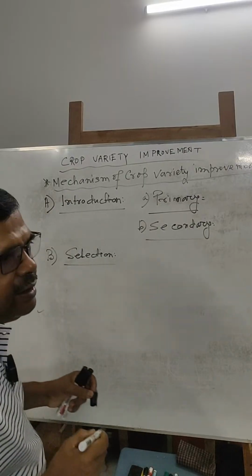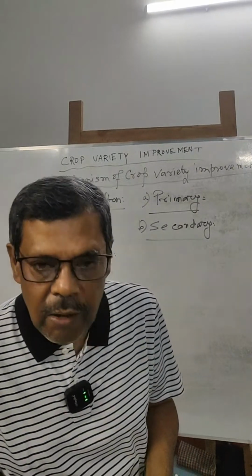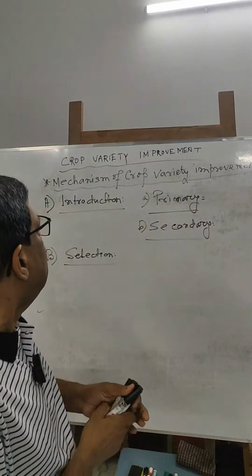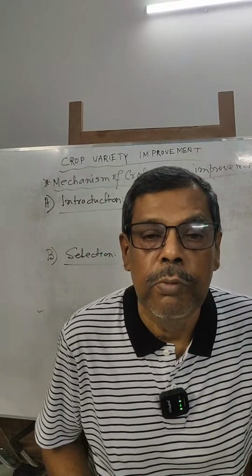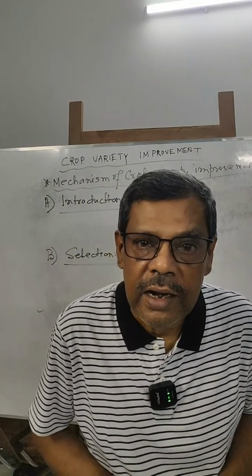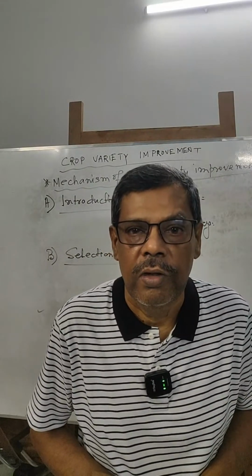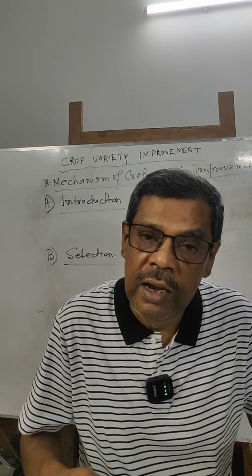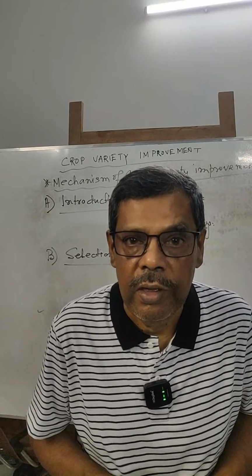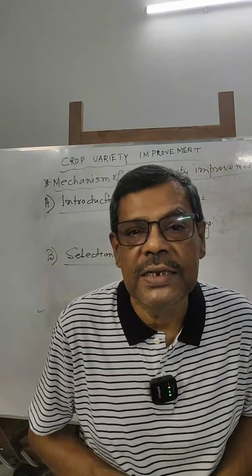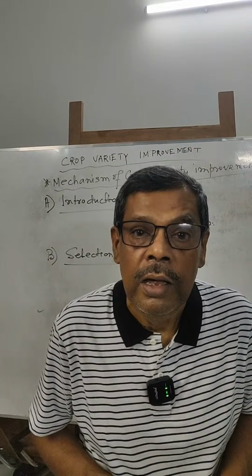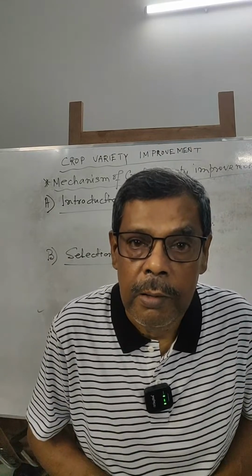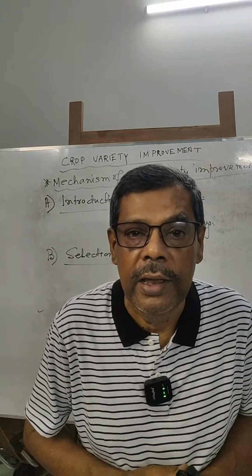Selection is another stage of a mechanism of crop variety improvement. What is selection? It is an older process. In this case, selection is made depending on the desirable character of a crop variety.